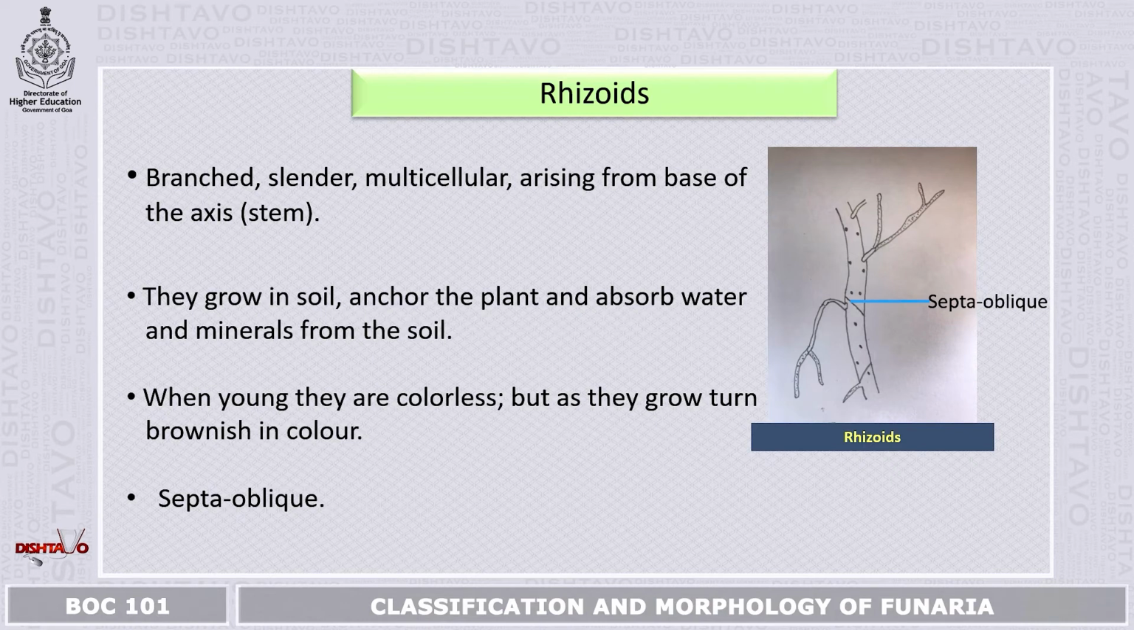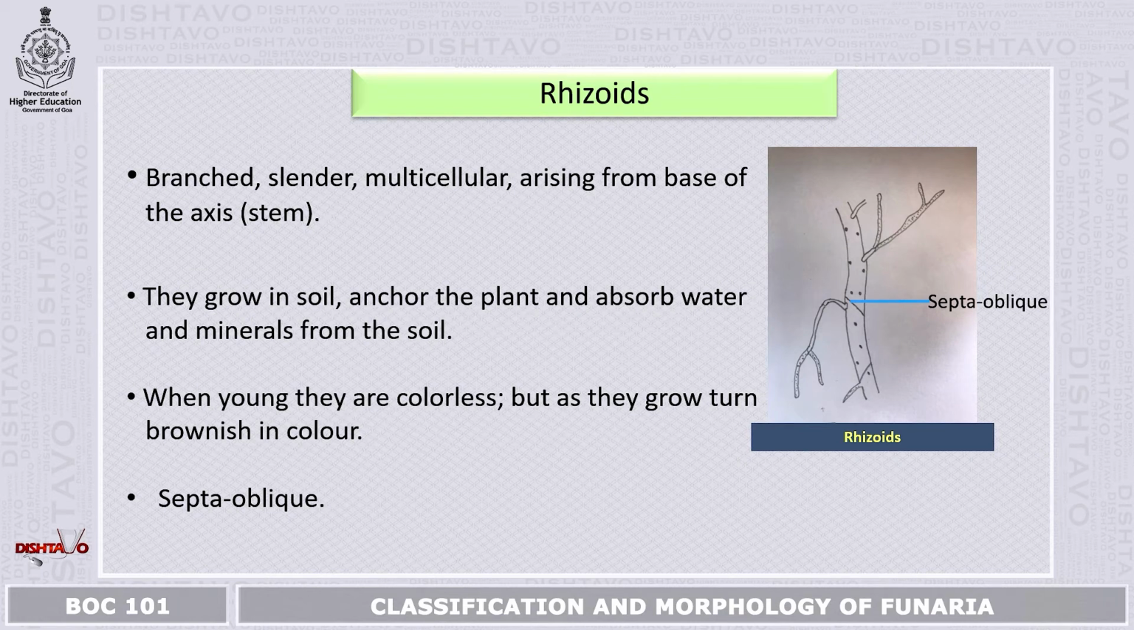Next part is the rhizoids. The root-like structures, they are branched, slender, multicellular, arising from the base of the axis. So here the stem is the base of the axis. They grow in soil, they anchor the plant, and this anchoring of the plant helps in absorption of water. It also helps in absorption of minerals from the soil.